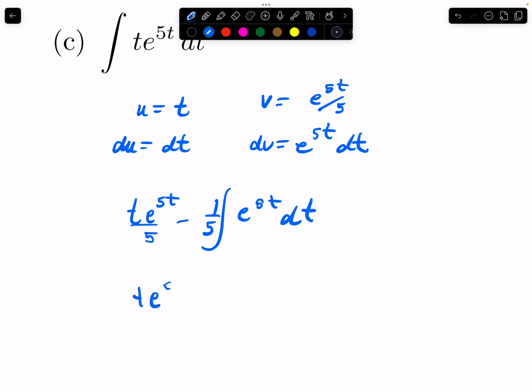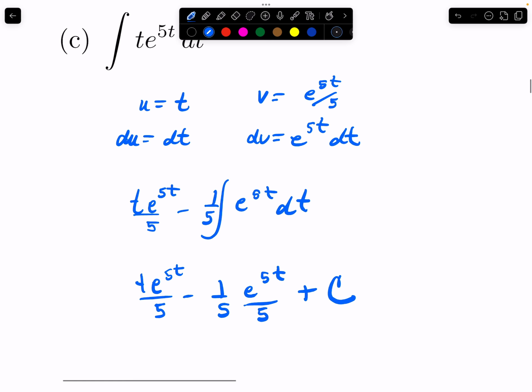So t e to the 5t over 5 minus 1/5 e to the 5t, again over 5, all plus c. There we go. We have it, all 3 of them.